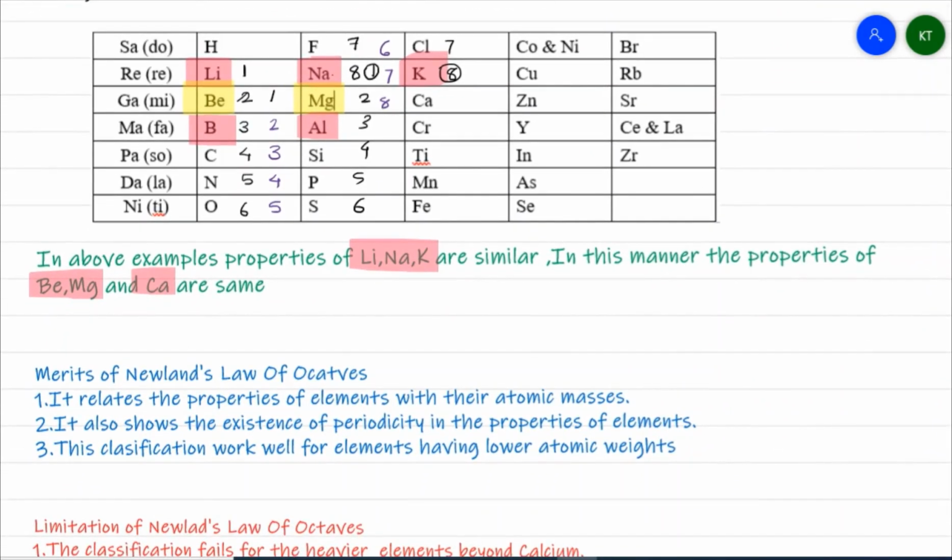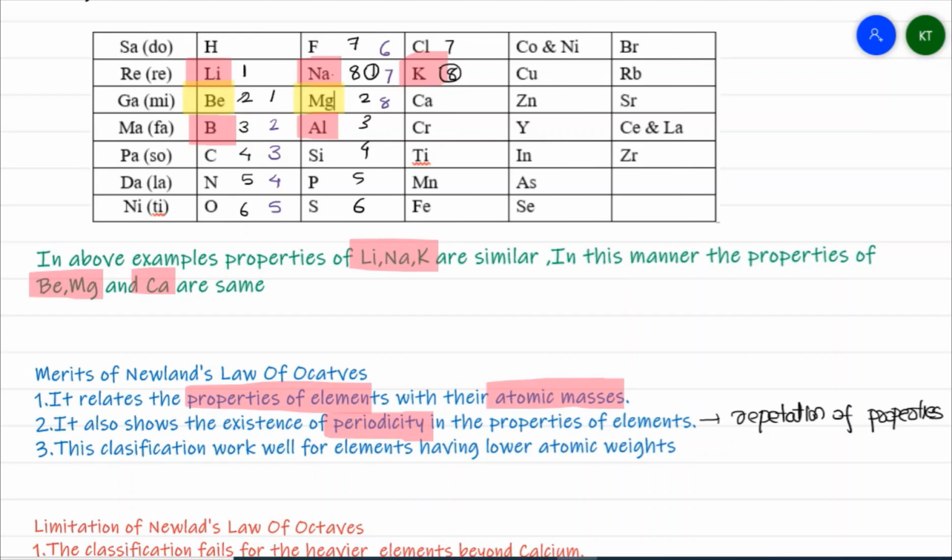Now, what are the merits of Newland's law of octave? Here once again Newland tried to correlate the properties of an element with their atomic masses. The most important term which he used here is periodicity. Periodicity means repetition of properties.